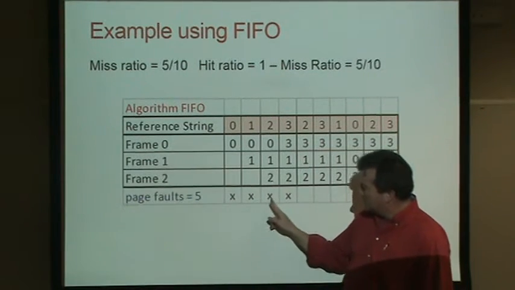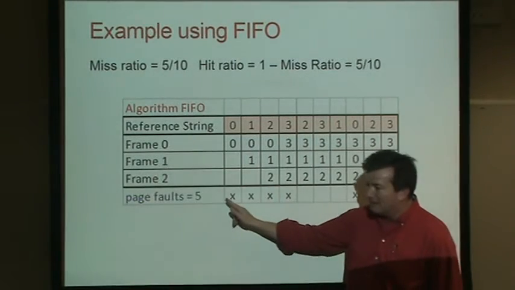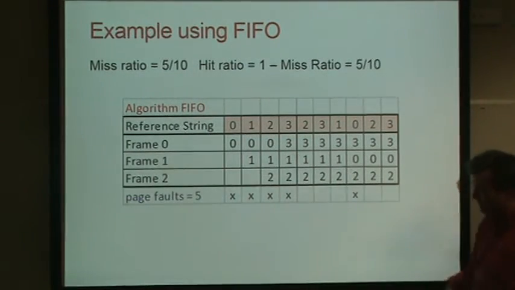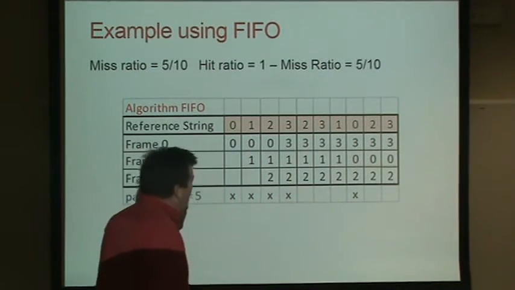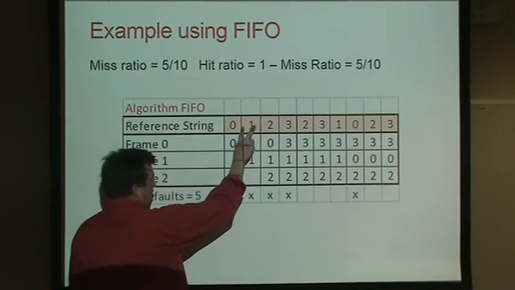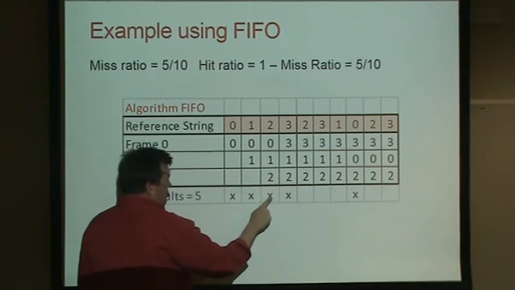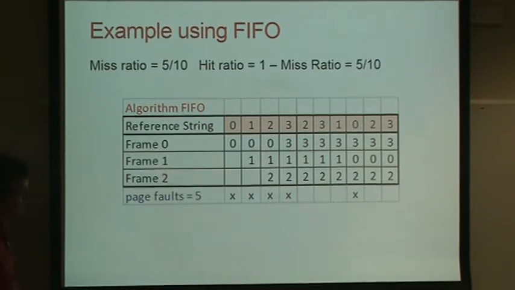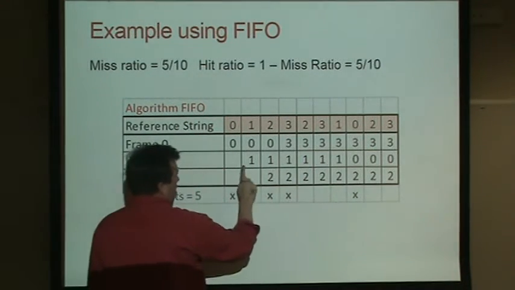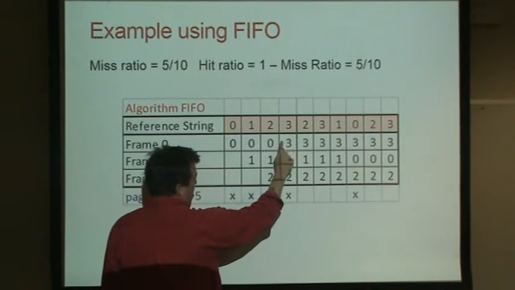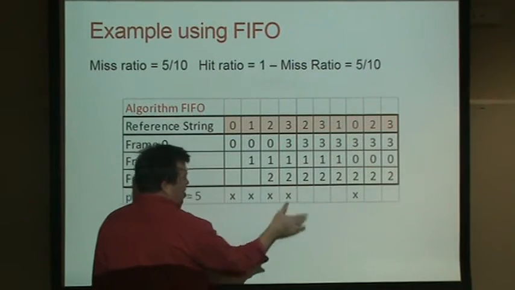So each one of these X's is how many times we have to go out to the disk drive. Going out to the disk drive takes a lot of time, so our goal is to minimize that, get as few X's as possible. So we bring in page 0, run some instructions, then bring in page 1, another page full, bring in page 2, another one. Now we're going to bring in page 3. So where do we bring in page 3? If we're using first in, first out, we write it on top of page 0, because that's the one that came in first. So now we have 3, 1, and 2 in memory.